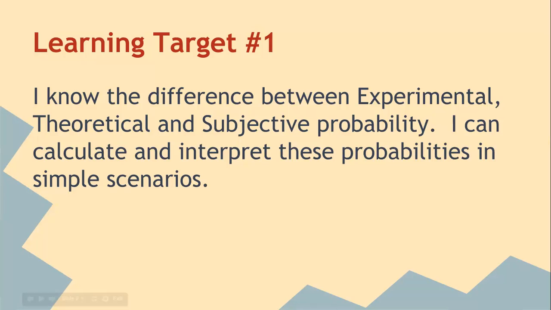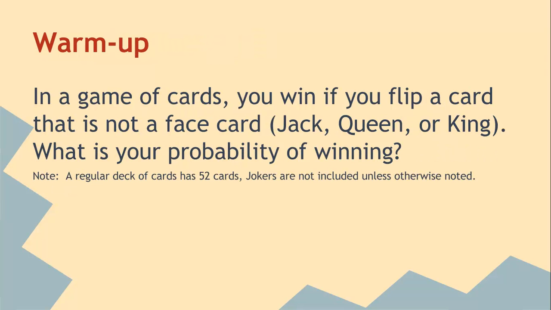Learning Target 1, a reminder, is: I know the difference between experimental, theoretical, and subjective probability, and I can calculate and interpret those probabilities in simple scenarios. This is a warm-up question, so think about this for a second. In a game of cards, you win if you flip a card that is not a face card. What is your probability of winning? Very simple question if you understand probability. But we're going to use this question to help us uncover some of the definitions and concepts that will be helpful when we do more complicated probability.